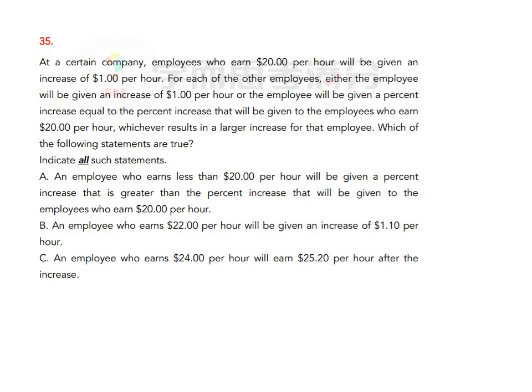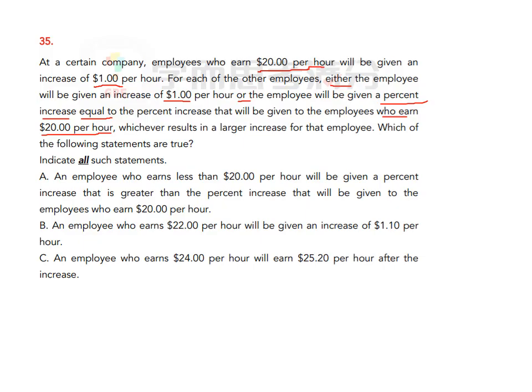Okay, equal to the percent increase that will be given to the employees who earn $20 per hour. So let us go to the options. Option A. An employee who earns less than $20 per hour will be given a percent increase that is greater than the percent increase that will be given to the employees who earn $20 per hour. So who earns $20 per hour will get $1 increase, so that will be 21.